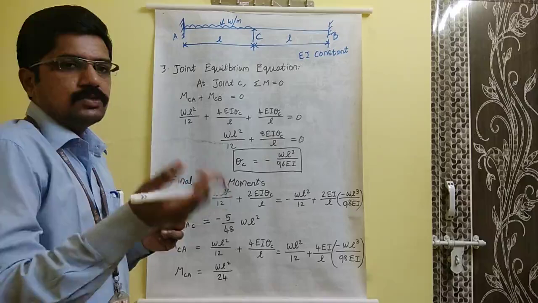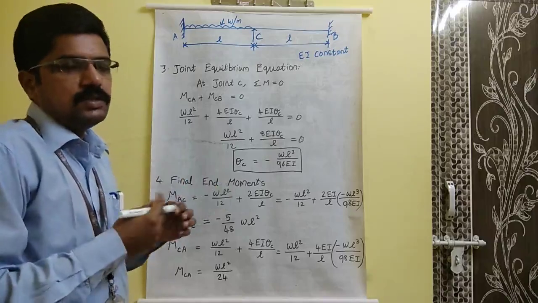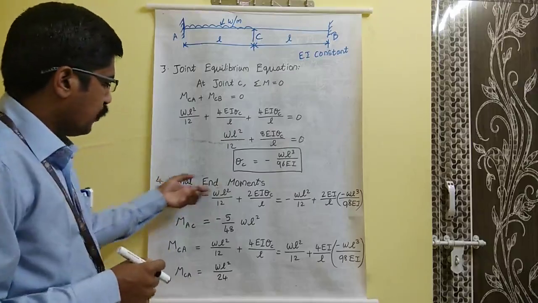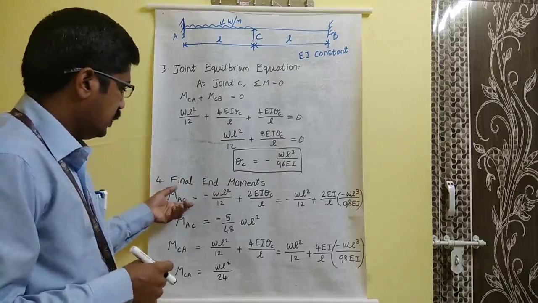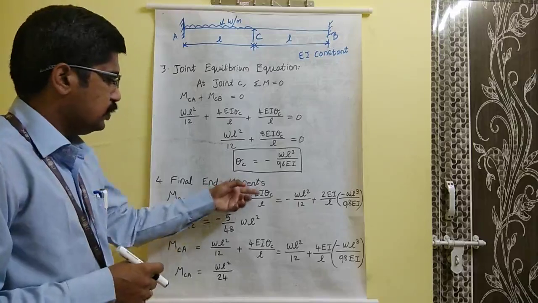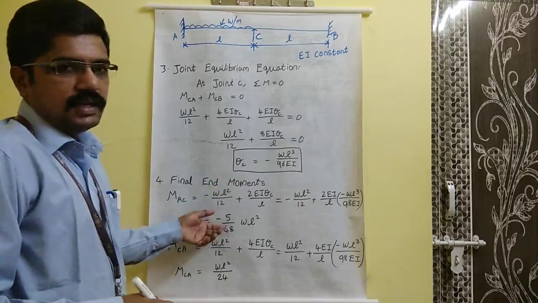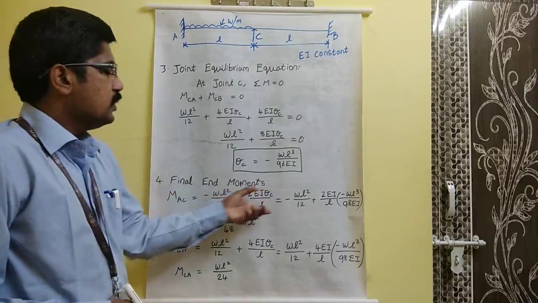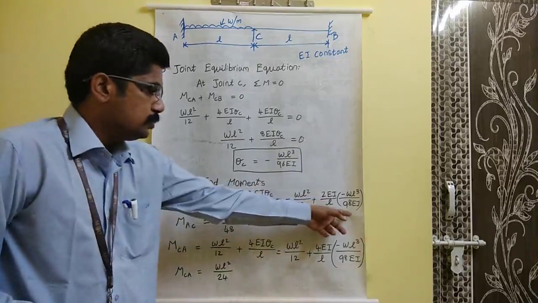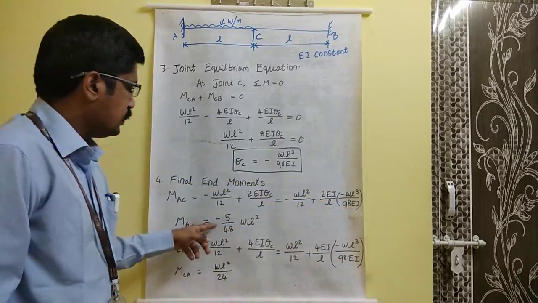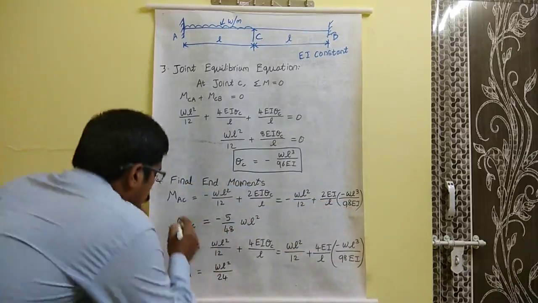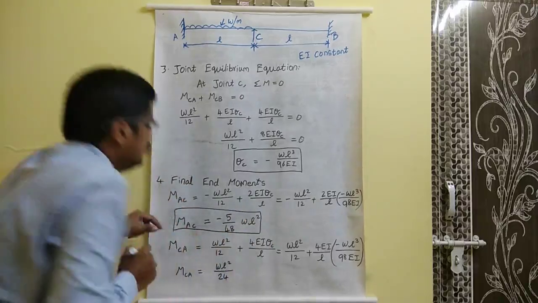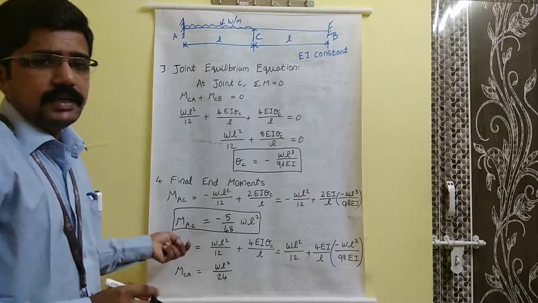What we need to do is substitute it in the slope deflection equation in order to find the final end moments. So the next step is final end moments. I am writing MAC equal to minus WL square by 12 plus 2EI theta C divided by L. This is the slope deflection equation for the moment at AC. We substitute the value of theta C, and we will get MAC equal to minus 5 by 48 WL square. So this is the moment at A.